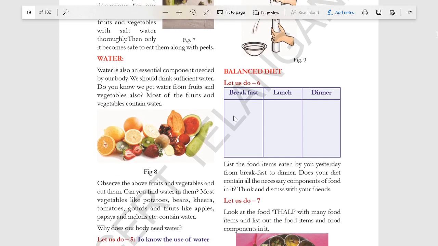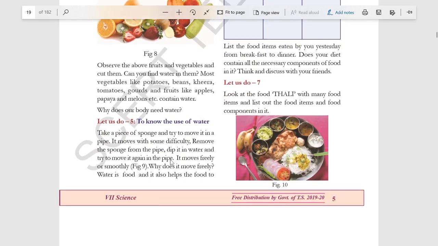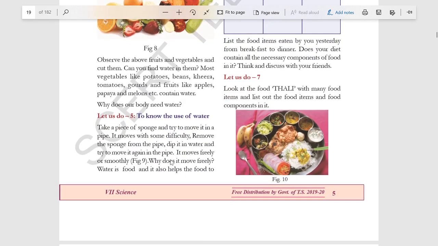Water. In all the items, whether it is a vegetable or a fruit, we find water. It consists of water. So water is another very important factor for the health of the human body. All the fruits and vegetables consist of water. Whether it consists of water or not, you can squeeze it and see whether water is present in it or not.